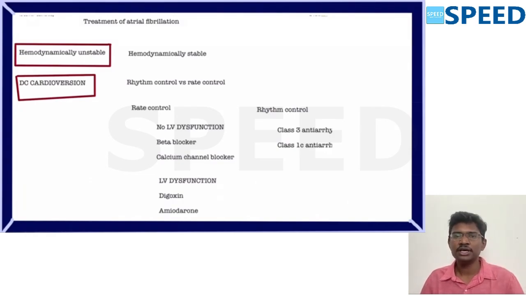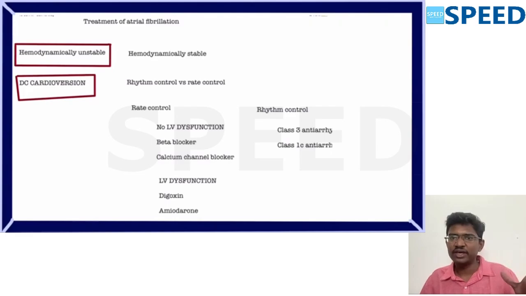Okay, yes. So the treatment of atrial fibrillation is most important when it comes to NEET also. So let's understand this. If hemodynamically unstable, it is DC cardioversion. If it is hemodynamically stable, then there exists a question whether to convert the rhythm into regular rhythm or whether we should do rate control. This question is decided by the clinical scenario.